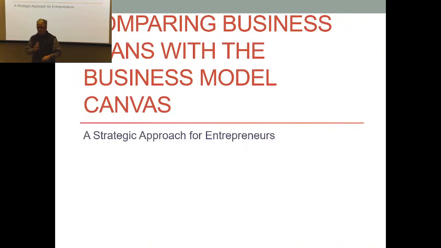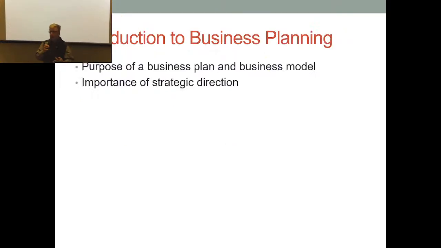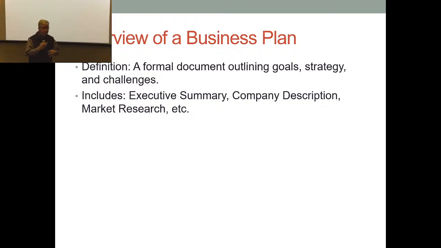Now let's compare a little bit about business model canvas and a business plan. Number one, what is a business plan, or business planning in general? A business plan is a formal document that outlines your strategy, your challenges, and it has all these components, just like you're going to be doing for Hawk Tank. There'll be an executive summary, company description, market research, all of that depth that you find on our website that the judges will be looking for.